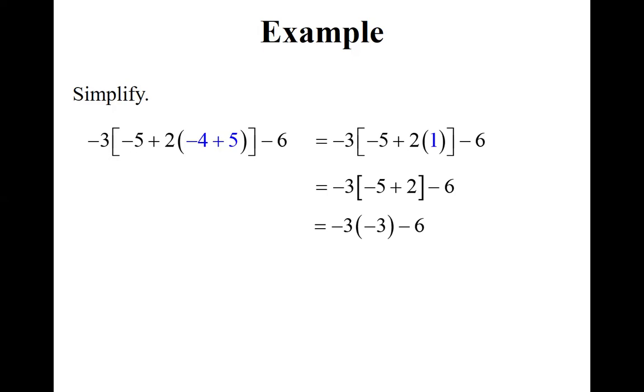We have multiplication. We have subtraction. Multiplication comes first. -3 times -3 is +9. +9 minus 6 is +3.